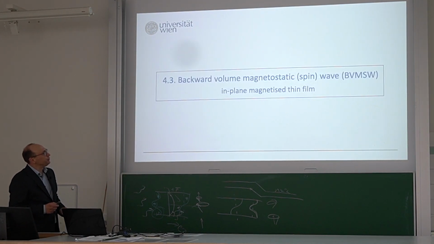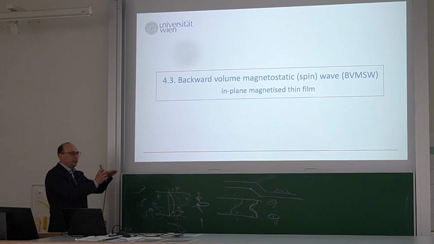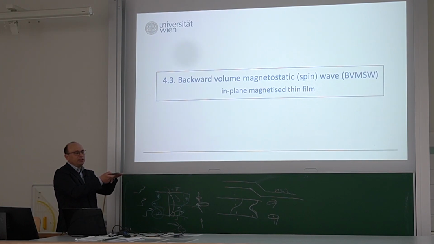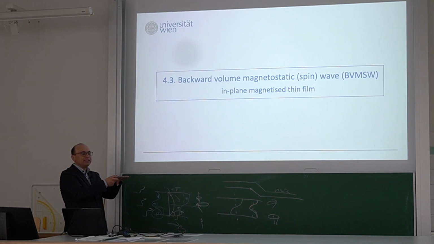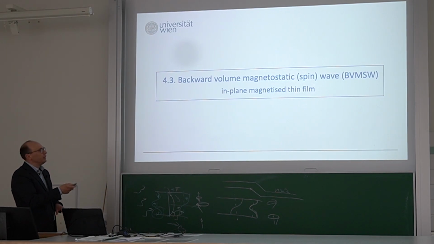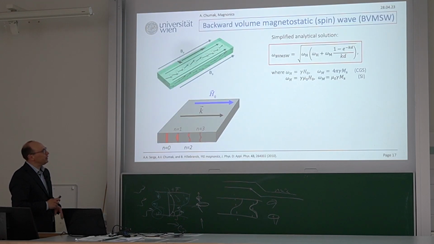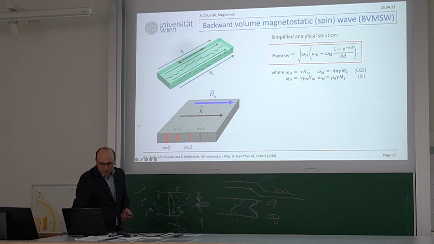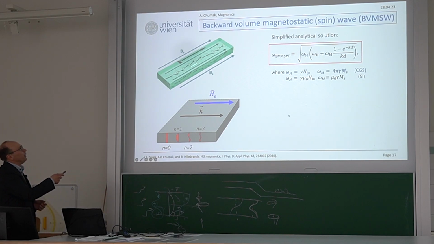Then let's move on. And we switch to the backward volume magnetostatic spin wave. It means that we are now going to an in-plane magnetized thin film. And first, our life is getting easier because this is an easy plane. So we don't have to apply a large magnetic field and we don't have to fight with demagnetization. So the field inside of our sample will be the same as when it's applied. And again, here's an animation from Rostislav. How our wave propagates, it looks like this. So that's how the backward volume wave propagates.